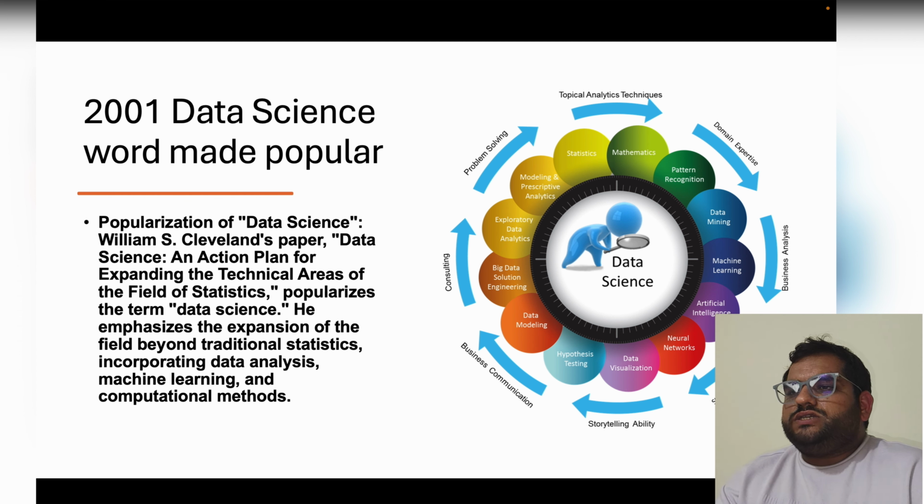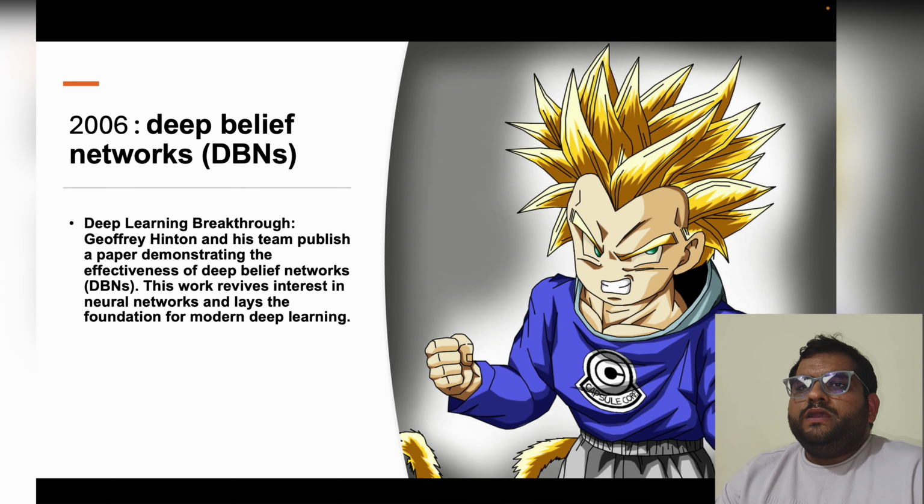Now there are multiple things coming into data science. It's a combination of stats, maths, pattern recognition, data mining, machine learning, AI, neural networks, visualizing them, and now extended to LLMs and all these things. So this is the classification which you can look over on the screen.